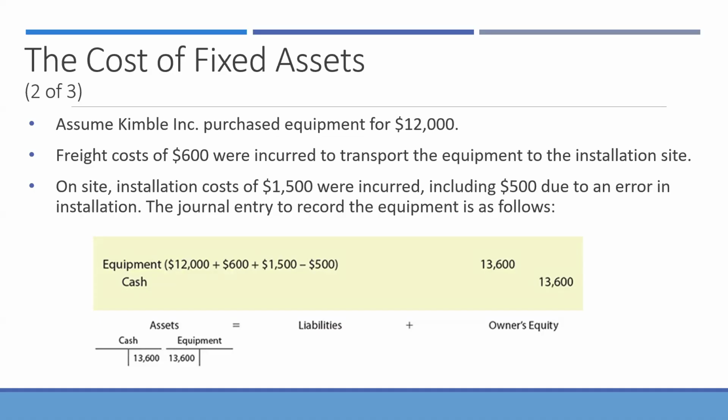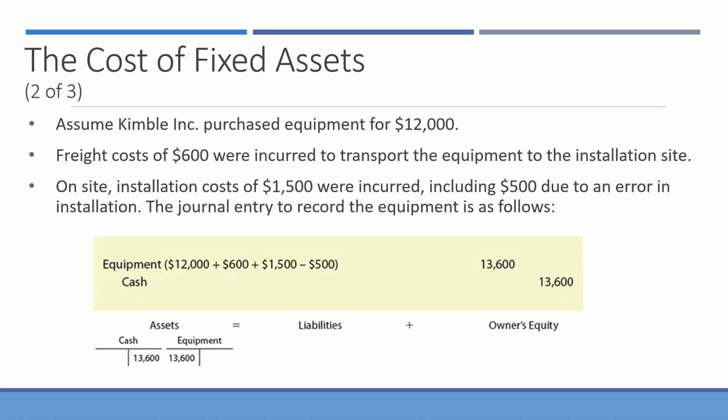So in this example, we have Kimball Inc. purchased equipment for $12,000 and freight costs of $600 were incurred to transport the equipment to the installation site. So that would be included because it's getting the asset ready for its intended use. And then on-site installation costs were $1,500, including $500 due to an error in installation. So we add the $1,500 and subtract the $500 because that was included in the $1,500, and we get $13,600 and cash $13,600.